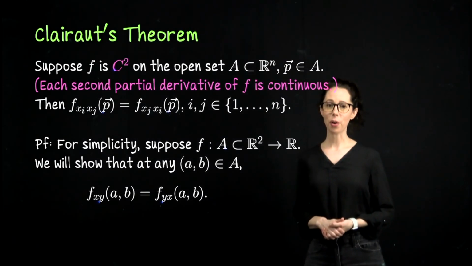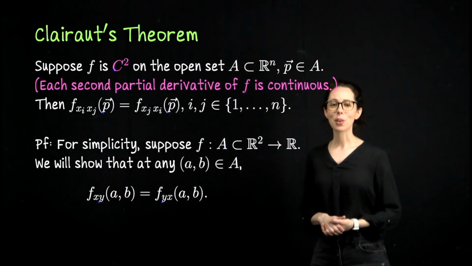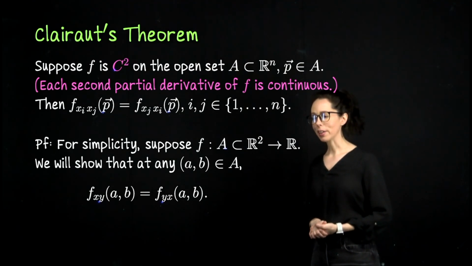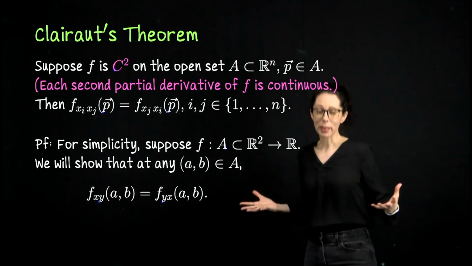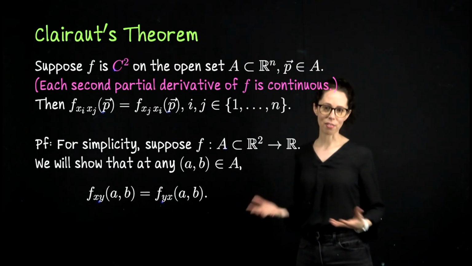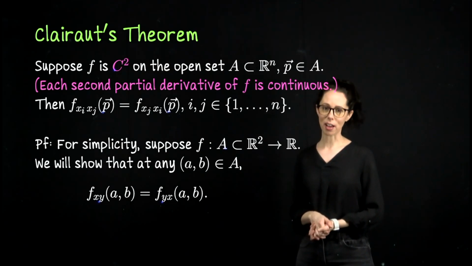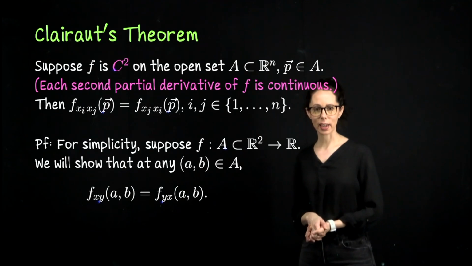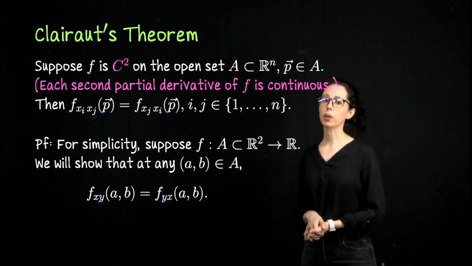The whole point of this video is just to prove Clairaut's theorem. This is a very famous theorem from multivariable calculus. And what it ultimately allows us to do is say if our function f, which we are differentiating, is nice enough, then when you look at mixed second order partial derivatives, the order that you compute them doesn't matter.